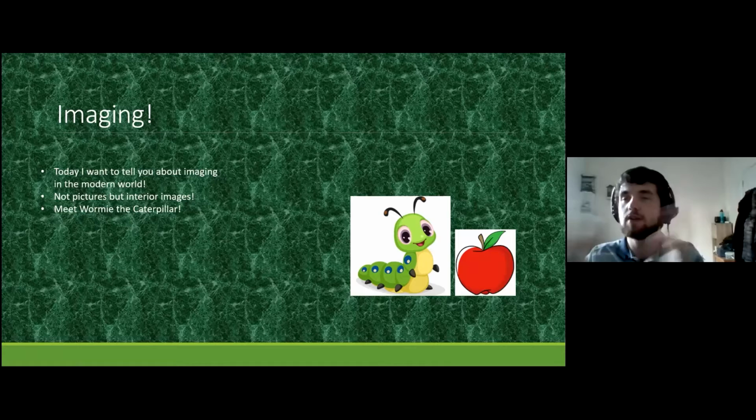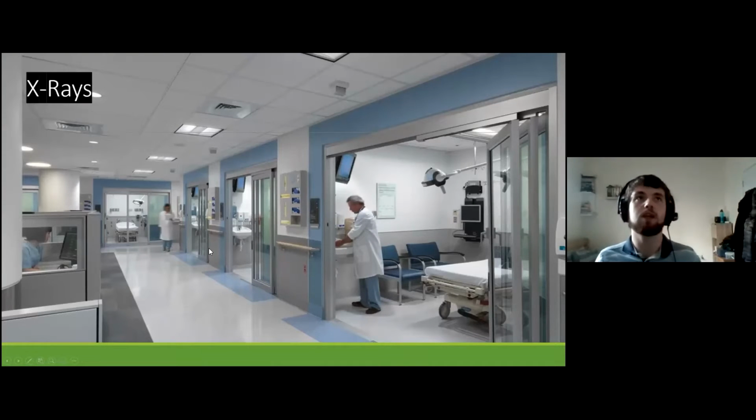So I'd like you to meet my friend Wormy. He's a caterpillar, and Wormy is on a walk one day and he comes across an apple. Now Wormy wants to take this apple home and have it for dinner. But he wants to make sure that the apple is nice and juicy inside. But the problem is that if he breaks open the apple to see, by the time he takes it home, it'll have gone all rotten. So Wormy needs some way of looking inside the apple without having to break it apart.